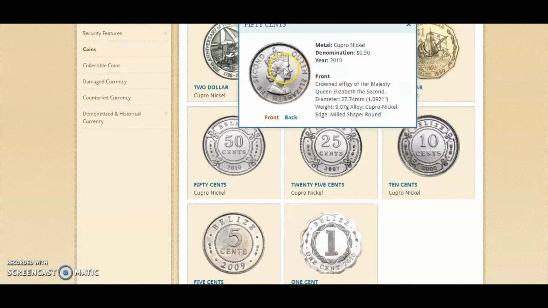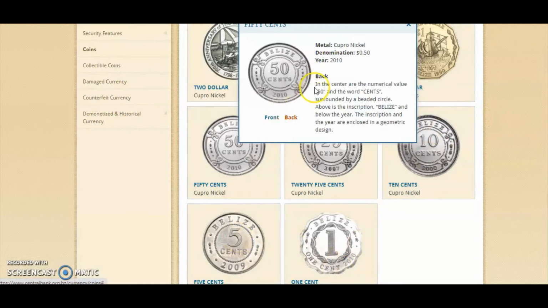So I just want to go over all the cents that we have. This 50 cents means we have 2 25 cents, and we can also make 50 cents by using other denominations, right? Denominations of money here. Okay, so let's look at the back of this 50 cents. It has 50 cents as the value of the money. Belize again, and this was made in 2010, and again it has the beaded circle.